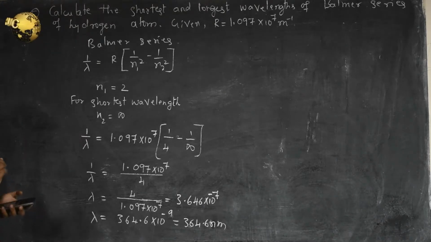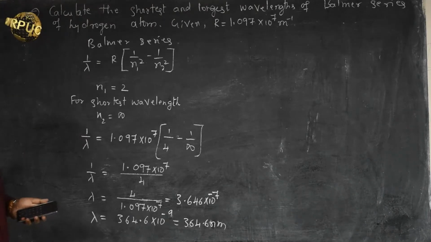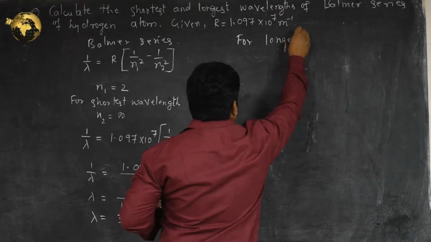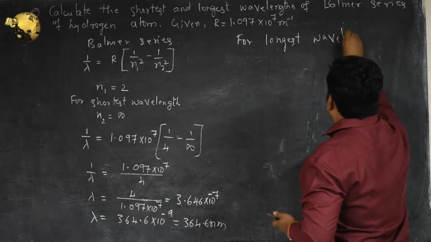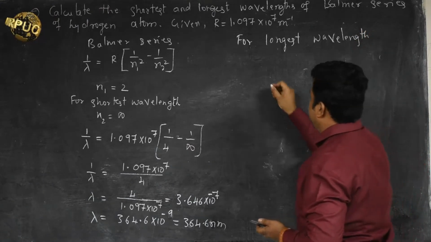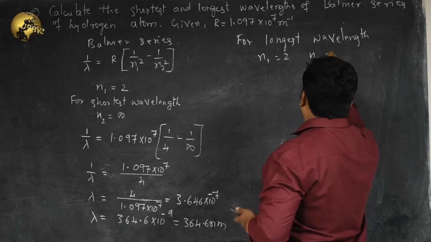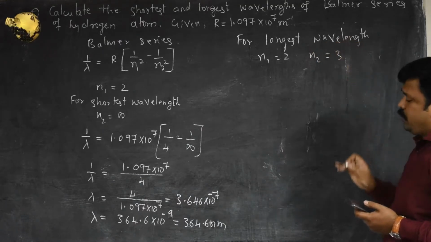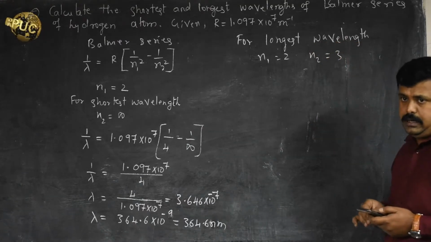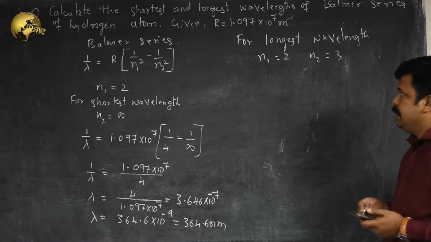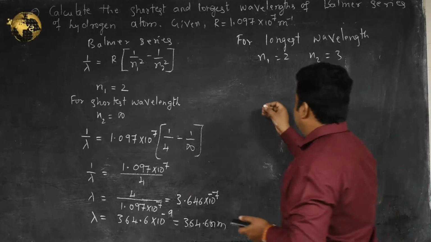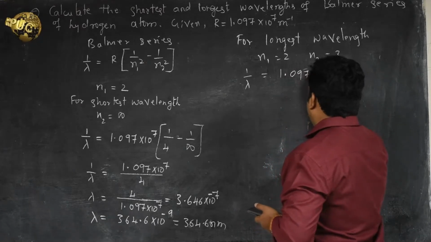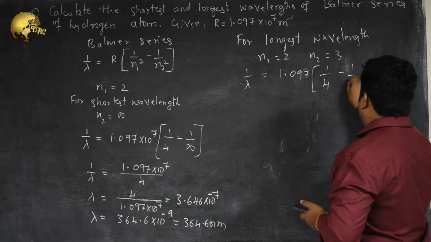We need to calculate the longest wavelength. Let's do this. For longest wavelength of Balmer series, n1 is equal to 2, n2 is equal to 3. The very next, the longest wavelength can also be called the first line of Balmer series of hydrogen atom. So 1 by lambda for the longest wavelength is equal to 1.097 into 10 to the power 7 times (1 by 4 minus 1 by 9).